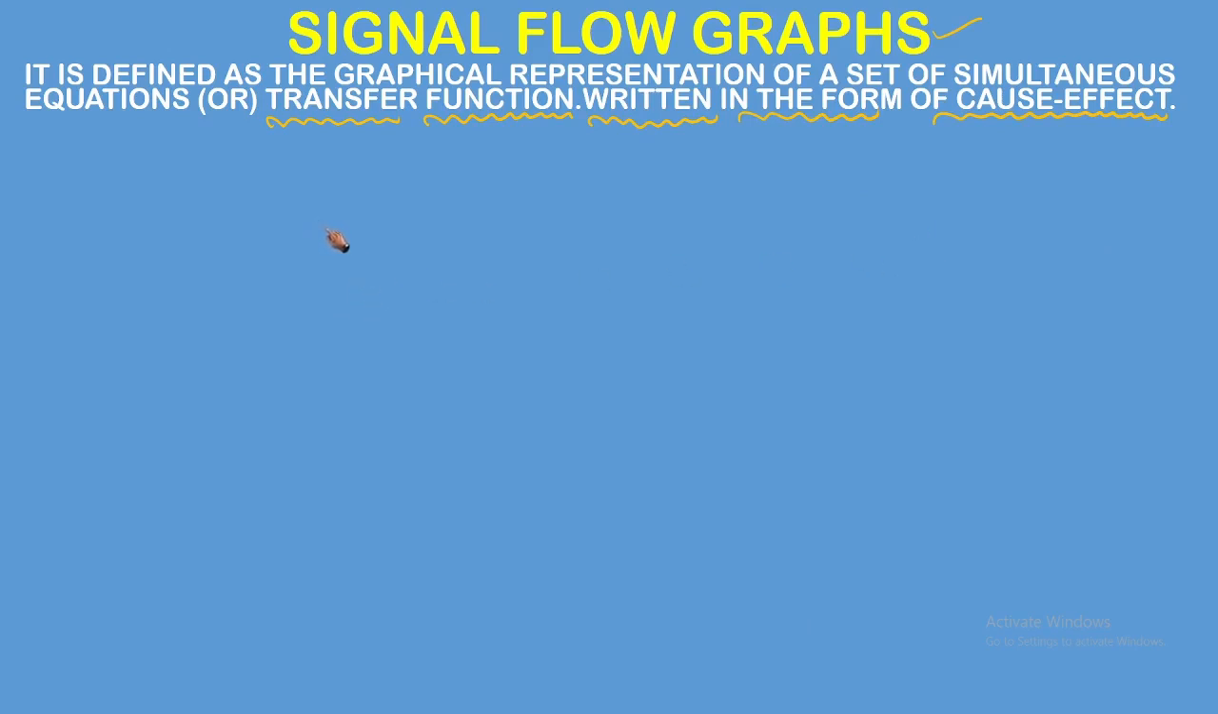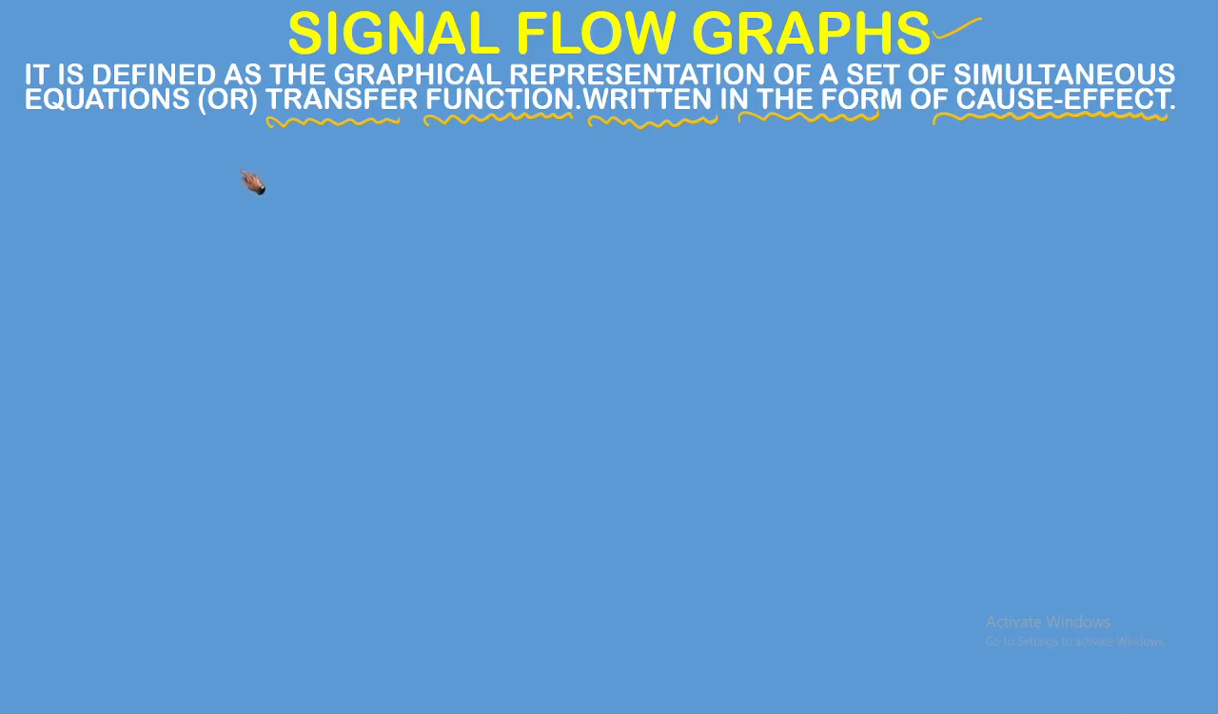So what is the purpose for which we are going to use the signal flow graph? Signal flow graph is used to determine the transfer function of a control system. And why are we using this method, as we already have the block diagram reduction? Because signal flow graph reduces the time consumption and is an easier method compared with the block diagram reduction.